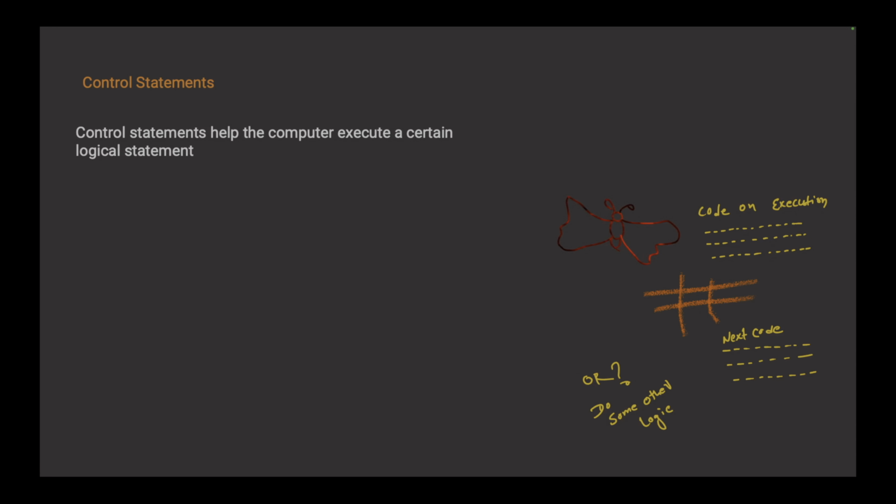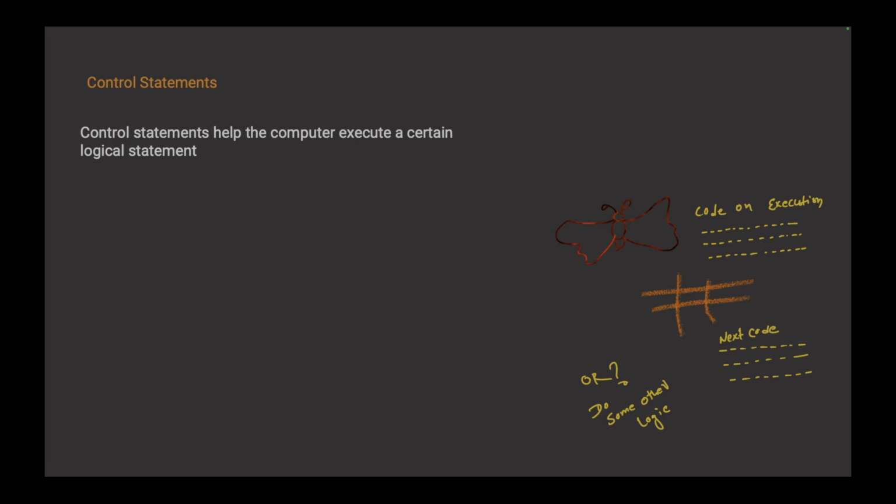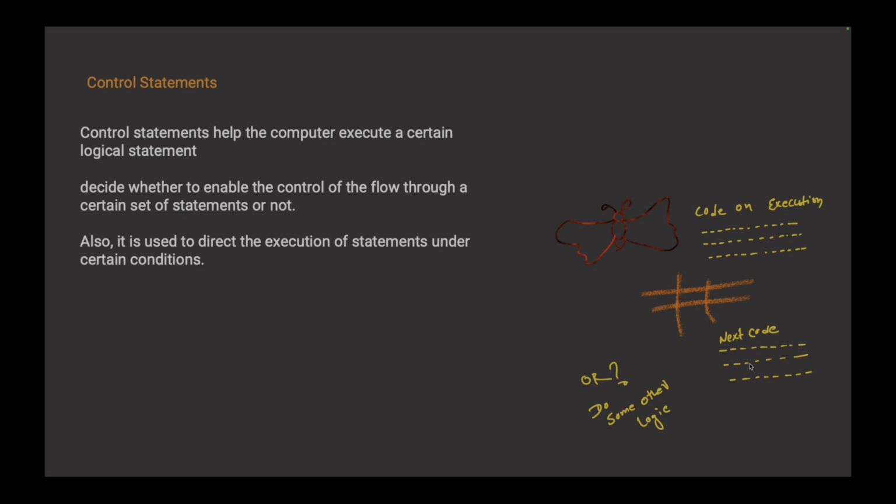Let us assume a butterfly that is flying over the code. It will first go to the first flower, for example, the first part of the code. It will continue to fly until it gets some conditions or some barriers. After that, it will fly over the next flower or next code, and again execute the code in a serial or procedural manner. It will decide whether to enable the control of the flow through a certain set of statements or not, or it is used to direct the execution of statements under certain conditions.